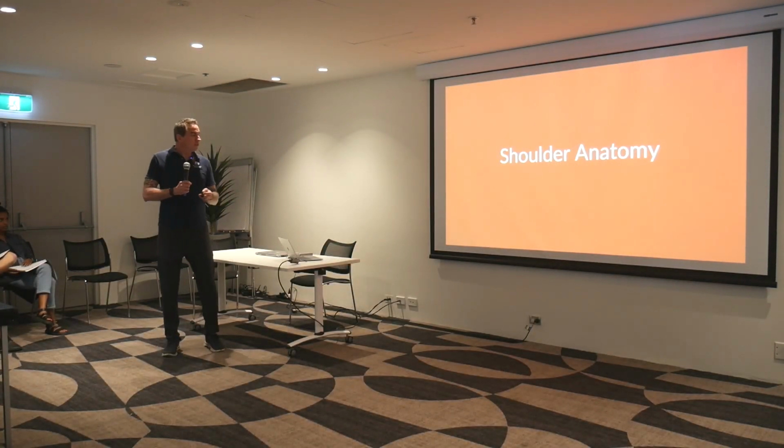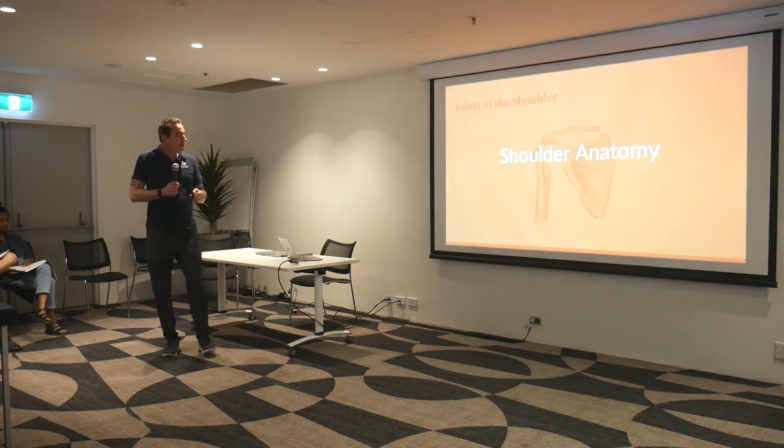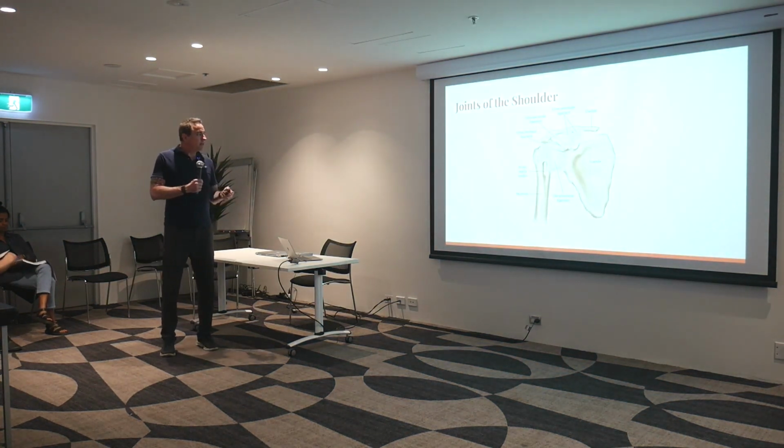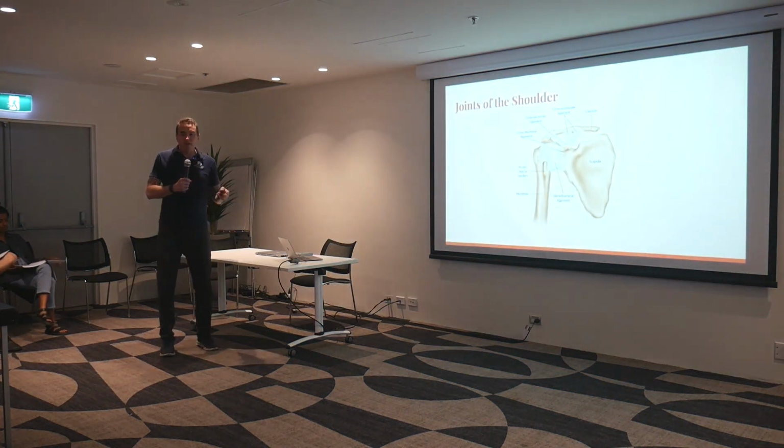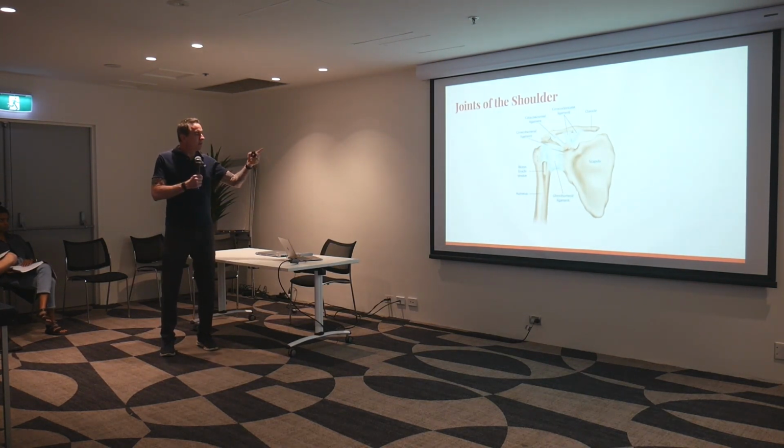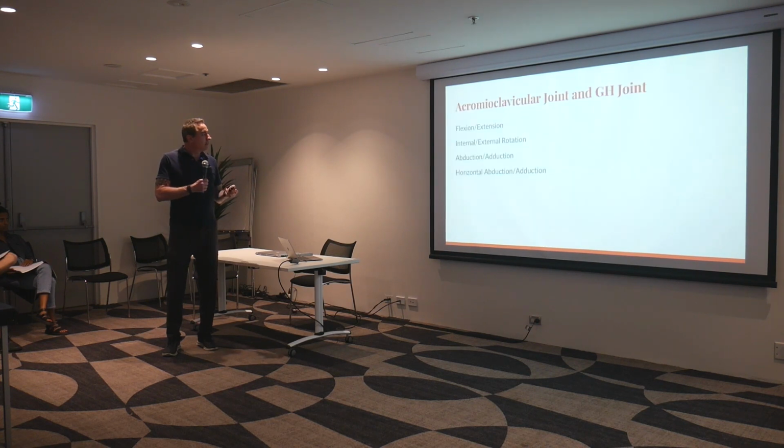All right, so shoulder and shoulder girdle. I just do a quick review of the anatomy. This is mostly there as your reference. I'm not going to go over a ton of this, but most of us think of the shoulder joint as the glenohumeral joint, which is accurate, but there is more to the shoulder than just that joint.